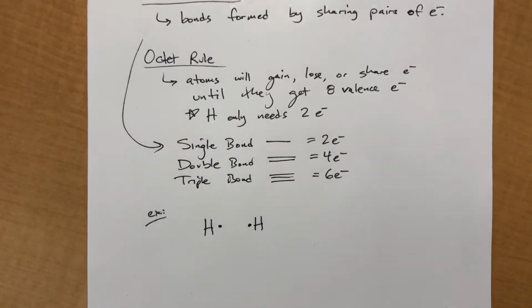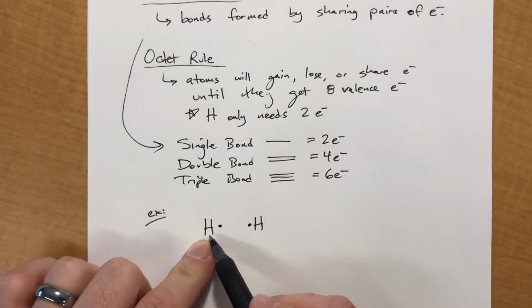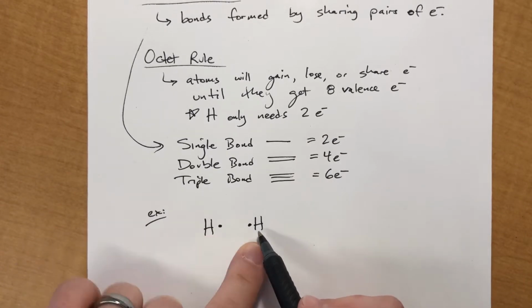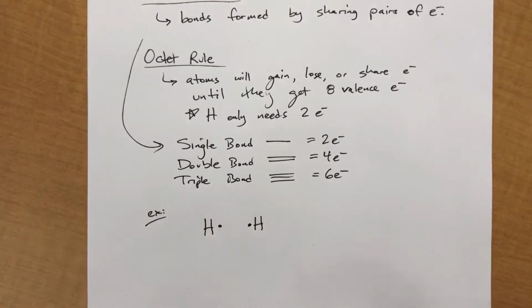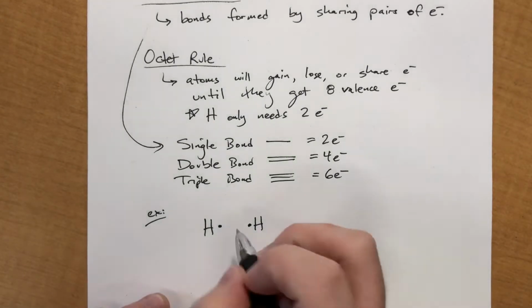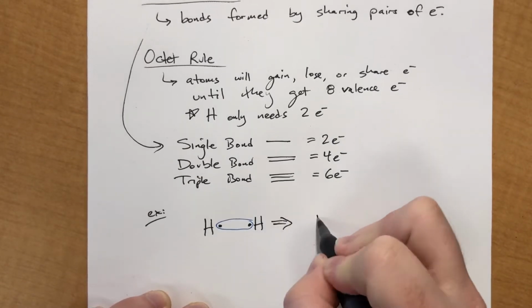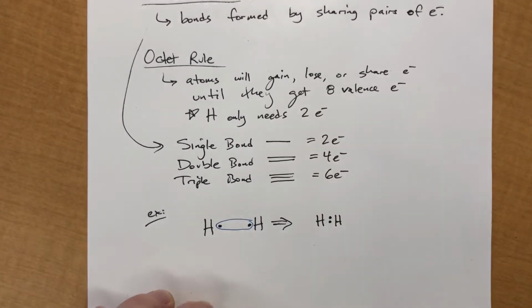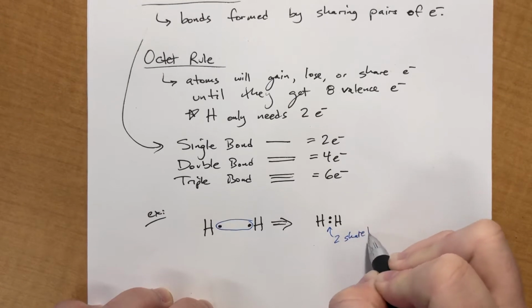You have a couple of options. One possible, because they both want 2. One option is that this hydrogen could steal an electron and it would have 2, but then this one would have 0. This one could steal an electron and this one would have 2, and this one would have 0. Or what happens most of the time, when things form covalent bonds, is they share the electrons. And so we could draw it kind of like this. Okay, these are 2 shared electrons.